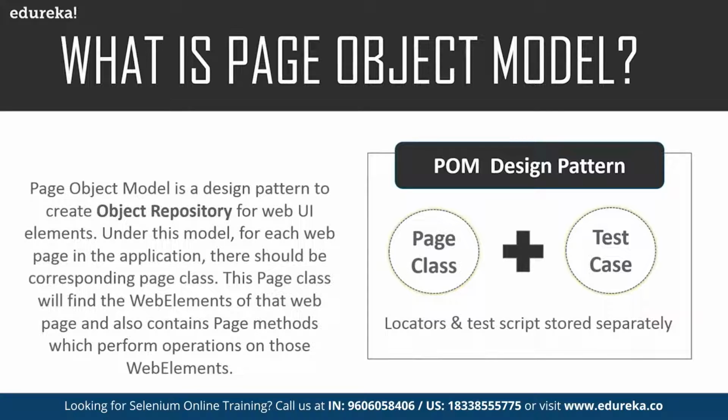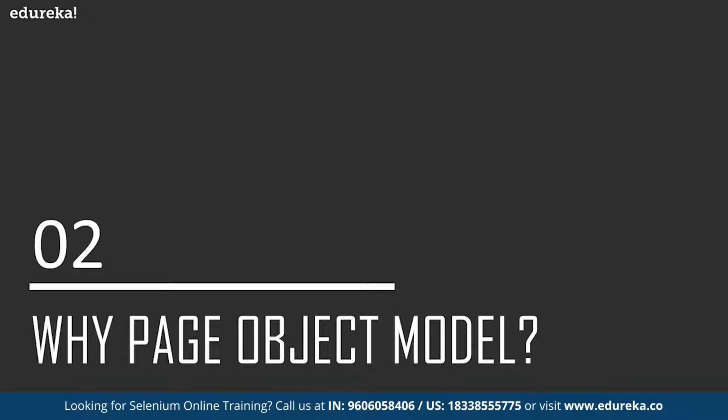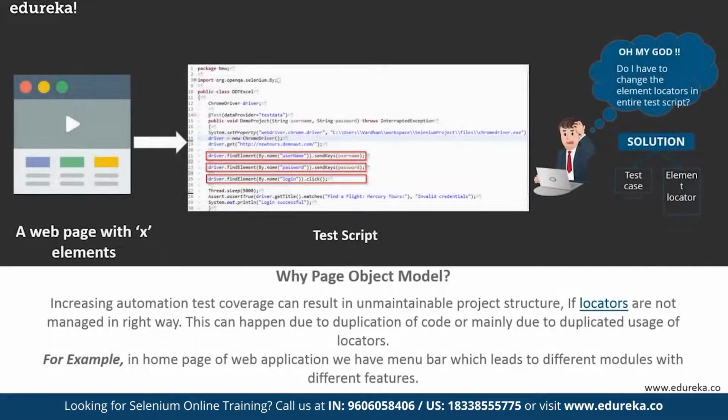Subsequently, all the changes to support that new UI are located in one place. I hope you understood what is Page Object Model. Now let's see why do we need Page Object Model. Increasing automation test coverage can result in unmaintainable project structure if locators are not managed in the right way. And this can happen due to the duplication of code or mainly due to duplicated usage of locators. The chief problem with script maintenance is that if 10 different scripts are using the same page element, with any change in that element, you need to change all the 10 scripts. And this is time consuming and error prone, right?